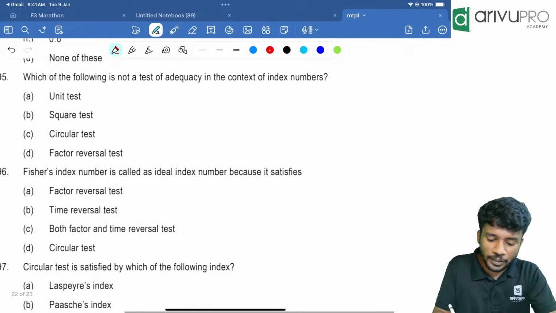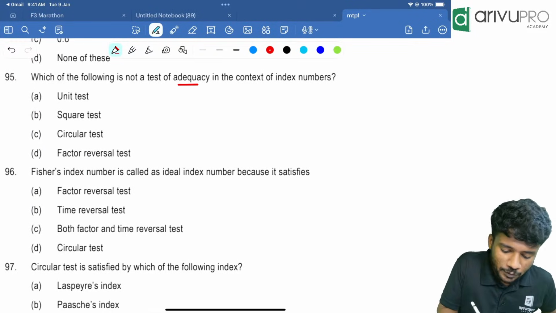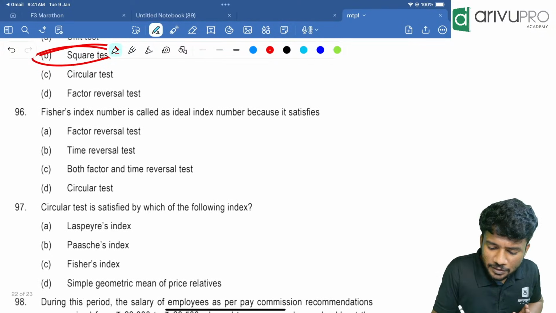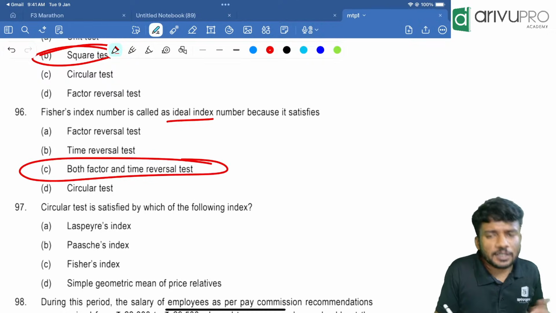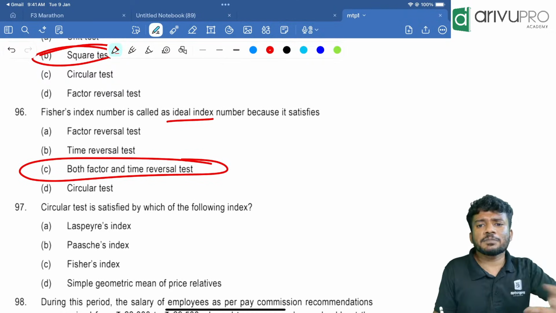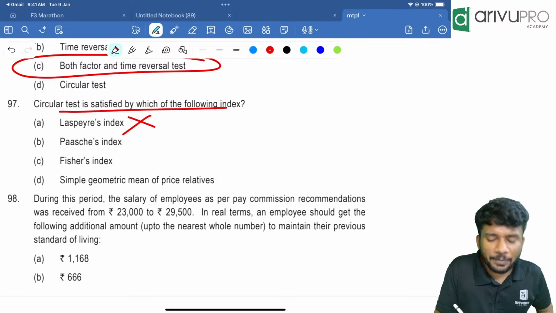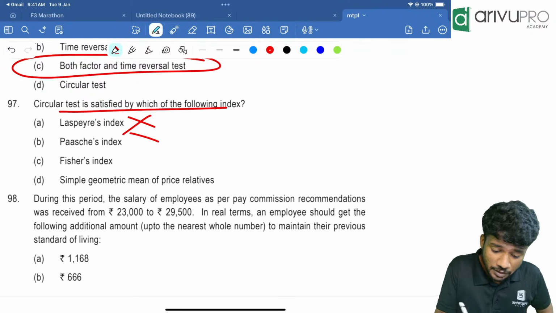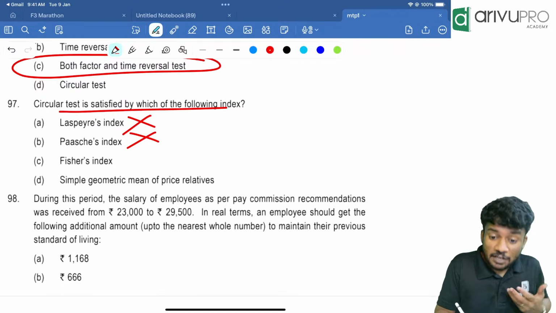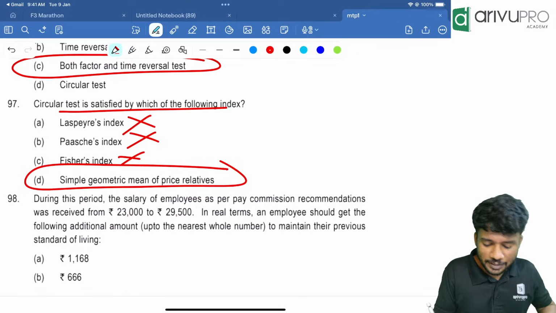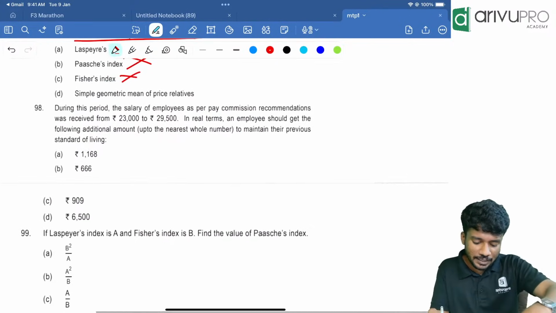People, which of the following is not a test of adequacy? Chi-square test. Then Fisher's index number is called the ideal number because both factor reversal and time reversal are satisfied. Circular test is satisfied by... Laspeyres doesn't follow the circular test. Paasche doesn't follow. Then Fisher, the ideal index number, doesn't follow. Then who is following it? Simple geometric mean of price relatives.